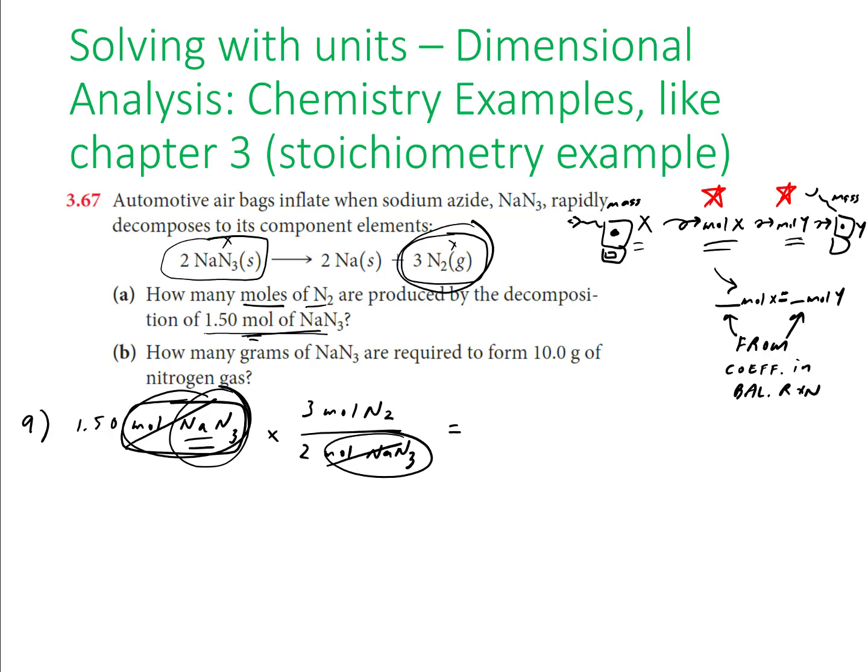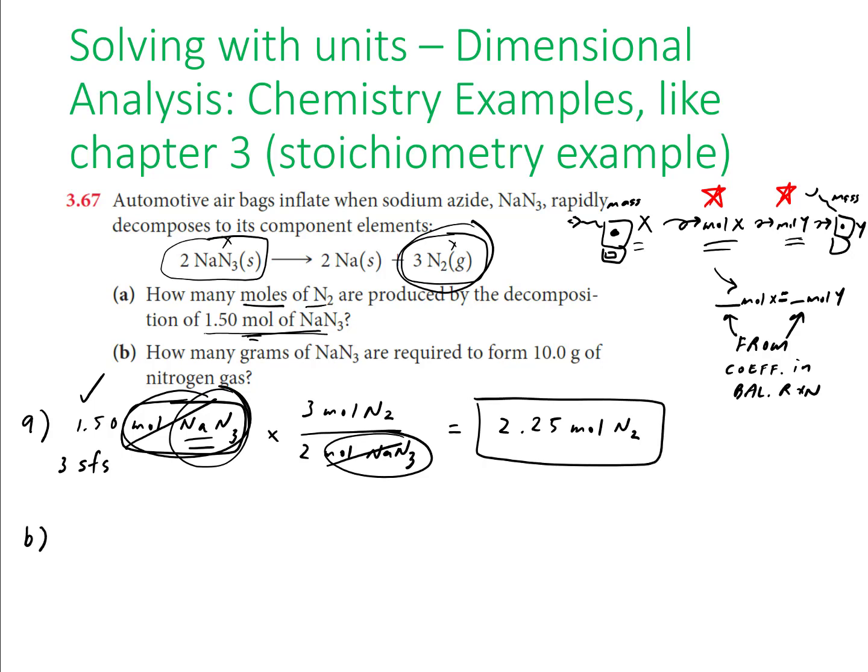Okay, so it's 1.5 times 3 divided by 2, and I get 2.25. I should have 3 sig figs because of this number, 3 sig figs here. So my answer should be 2.25 moles of N2. Box my answer.